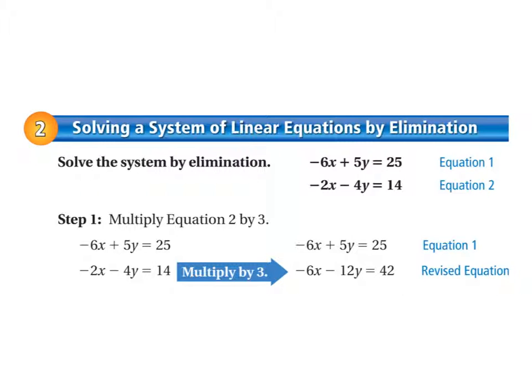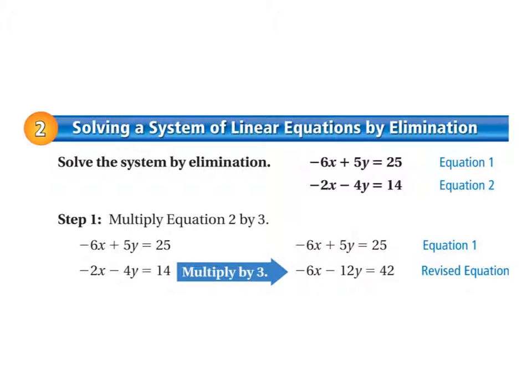The problem that we're going to be taking a look at is the following. Solve the system by elimination using the equations negative 6x plus 5y equals 25 and negative 2x minus 4y is equal to 14. Now, make sure you write down the problem. You're just going to have to write down this part and what we're going to do in the next step.